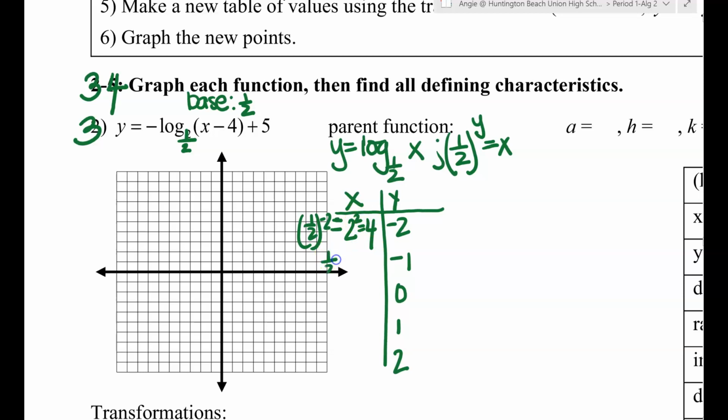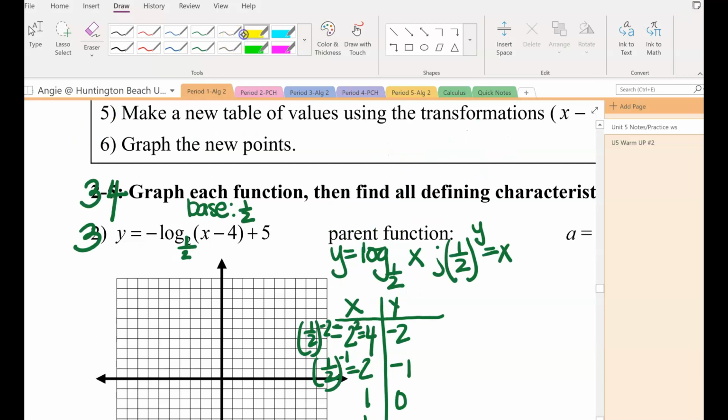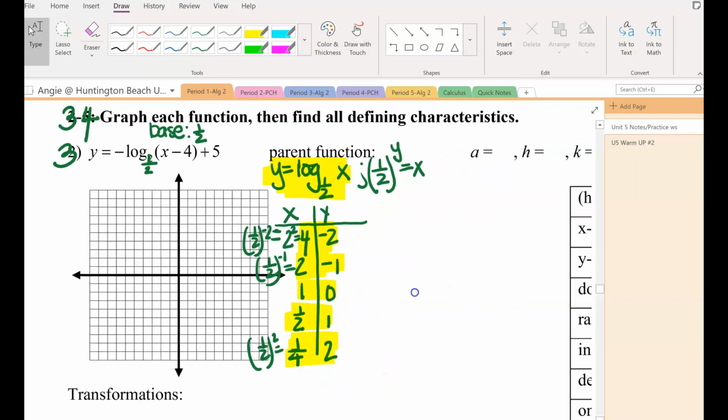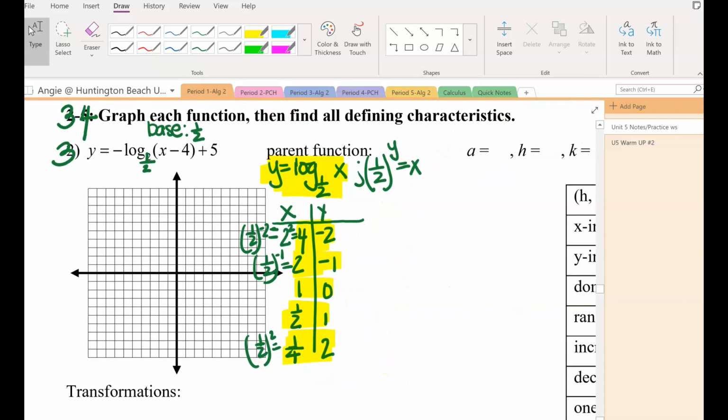Same thing with plugging in 1/2 to the negative 1, which is 2. 1/2 to the 0 is 1. 1/2 to the 1 power is a half. 1/2 to the 2 is going to be a quarter. All right, so these are just the parents. Let's highlight them really quickly so you can see these are the points for the parent. Remember, for each log equation, you have to look at the base to come up with the parent function. We can have so many different parent functions, so that's why you shouldn't be memorizing any of these, right? Try to understand them.